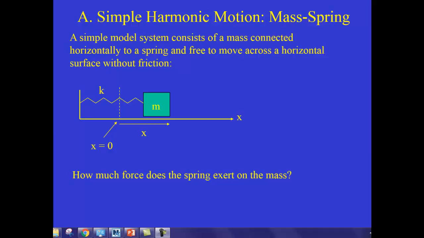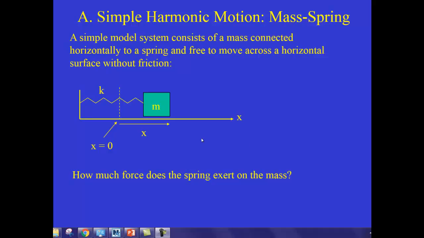So let's begin. A simple model consists of a mass, m, connected to a horizontal spring and free to move across a horizontal surface without any friction. So you see my diagram here, and this is just a model. There's lots of different kinds of oscillating systems in nature, but this is perhaps the simplest way that we can analyze mathematically a system like that.